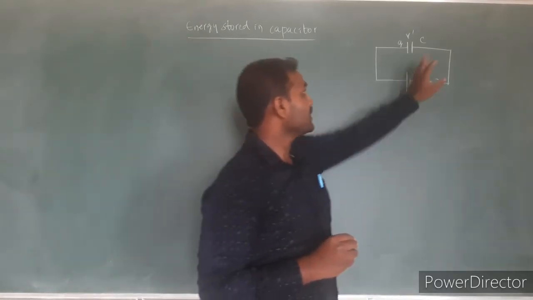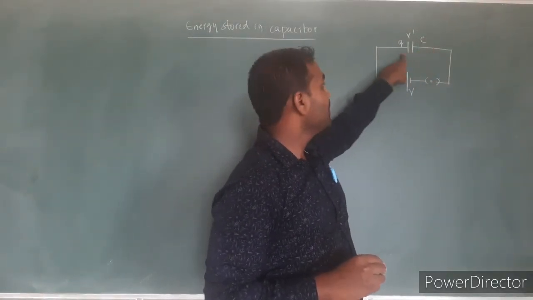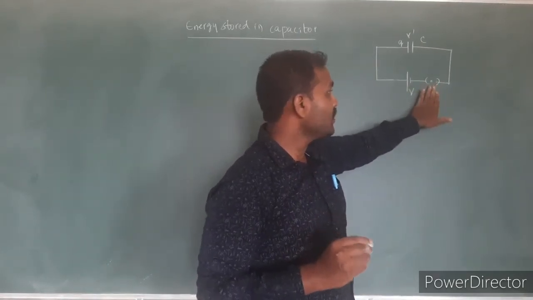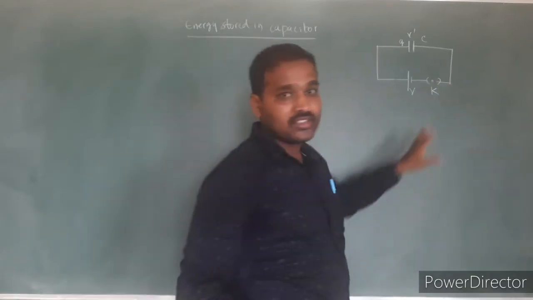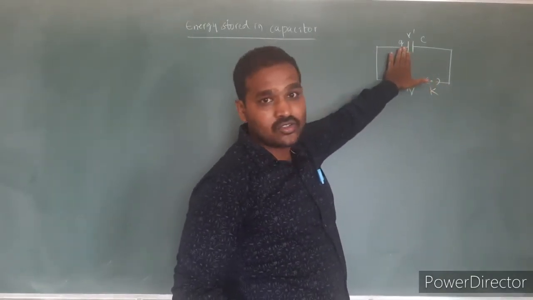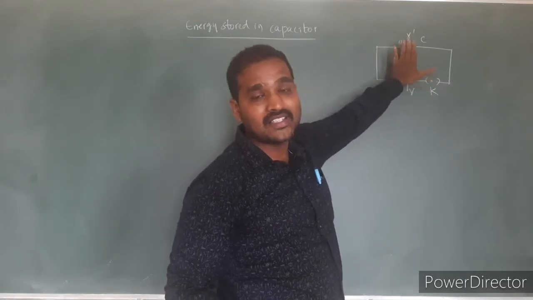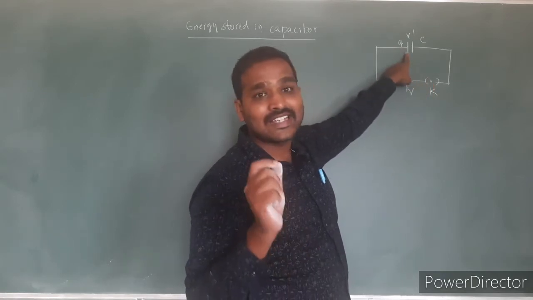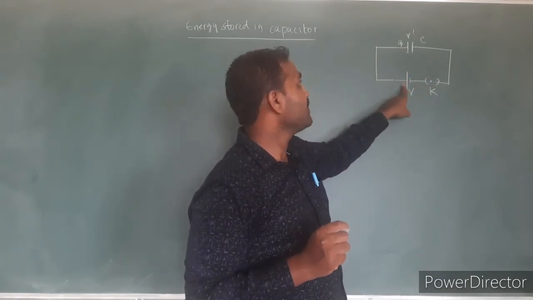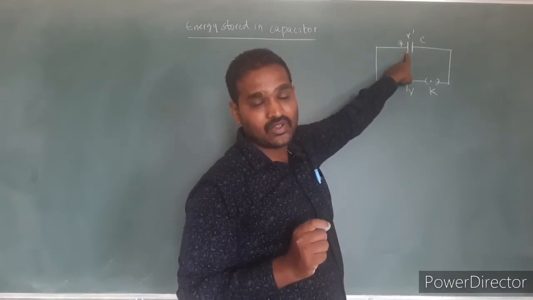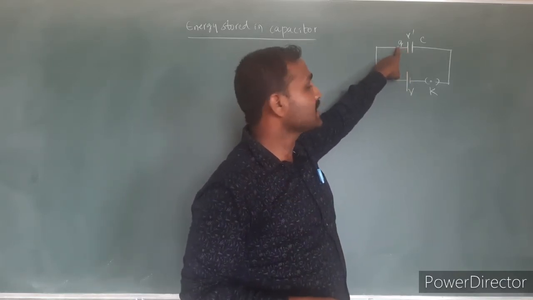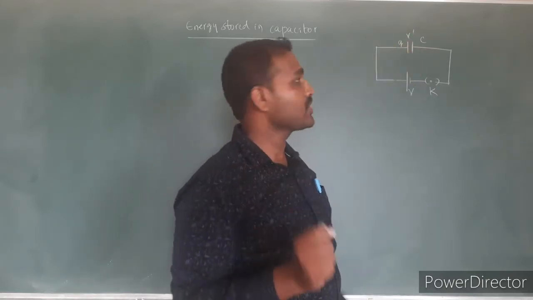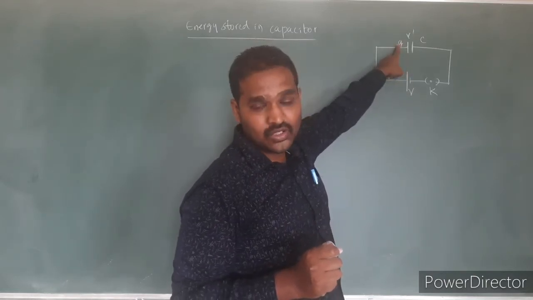Let us consider a capacitor of capacitance C, which is connected across a potential difference of V. Initially, when this key is open, or the circuit is open, there is no charge stored in the capacitor. The charge stored in the capacitor is 0. When we close the key here, this capacitor starts getting charged by the battery. After a very small duration of time, let us consider small q is the charge stored in the capacitor.